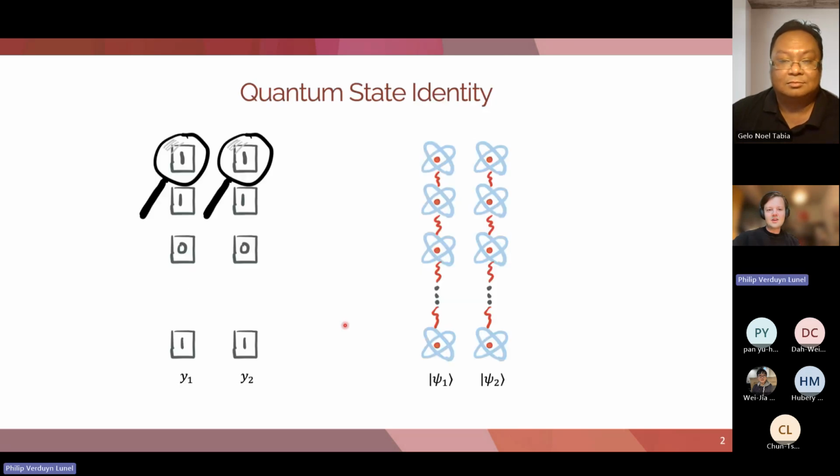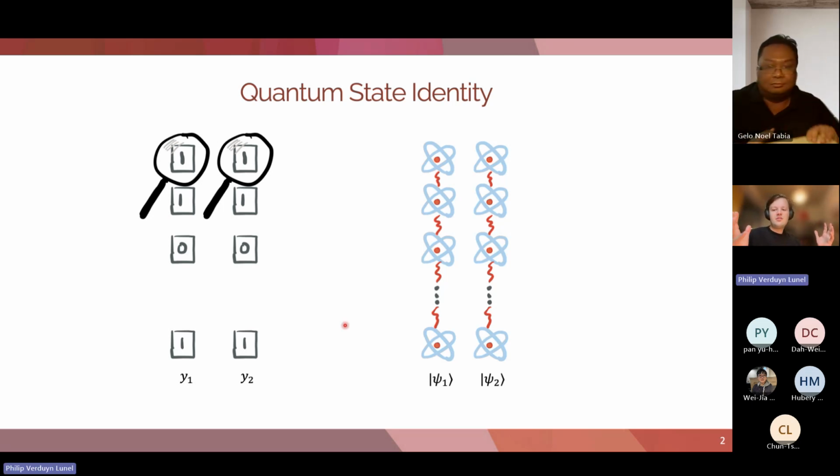Okay, so let me start by introducing what we mean by the quantum state identity problem. Please, by the way, if you have any questions, you can just interrupt me and ask. I'm first going to give a loose definition of the quantum state identity problem, and then I'm going to give a more formal definition of what we really mean.